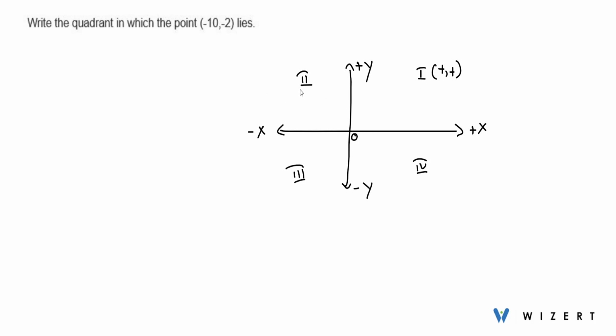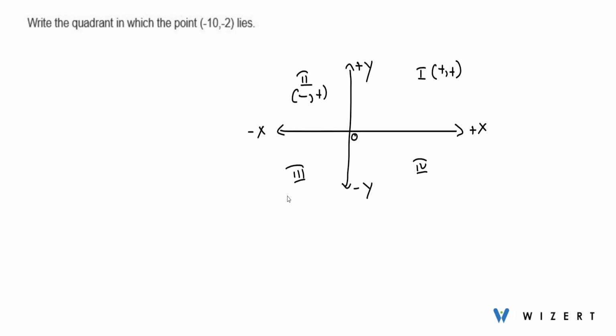Now for the second quadrant, we represent it by minus, plus, because the second quadrant is present on the left hand side of the y reference line. Now we know that any point which is present on the left hand side of the y reference line has its x coordinate negative. That's why we are using the negative sign, and the second quadrant is above the x reference line, so its y coordinate is always positive. So its symbol is minus, plus.